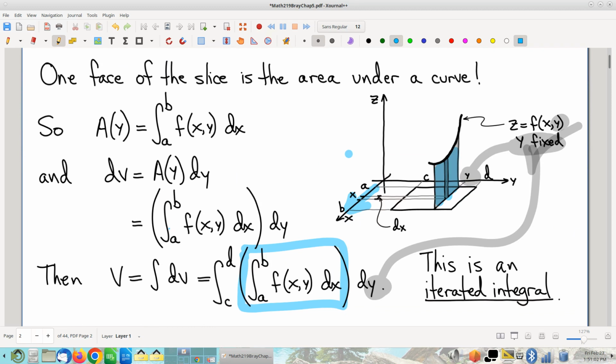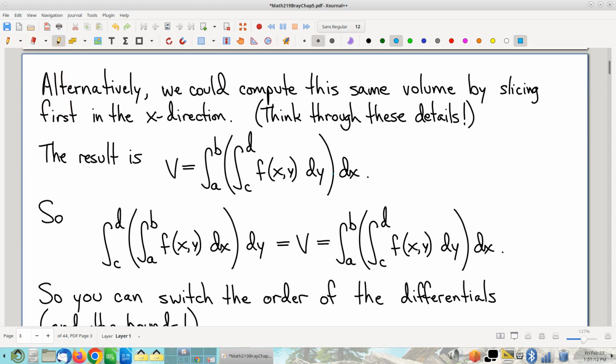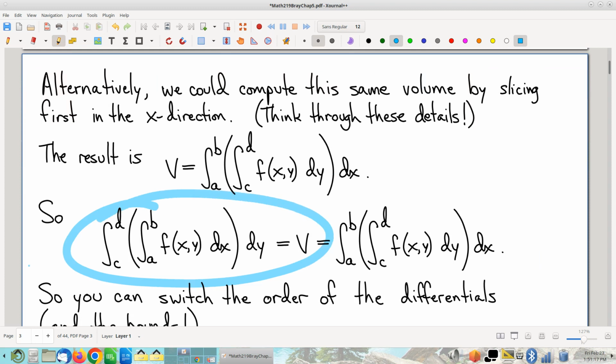Think about the different roles that the different variables are playing at the different stages in the calculation. You'll come up with a different iterated integral, and here's what you'll get, as it turns out. I think this is a really healthy exercise. This is the one that we walked through together.